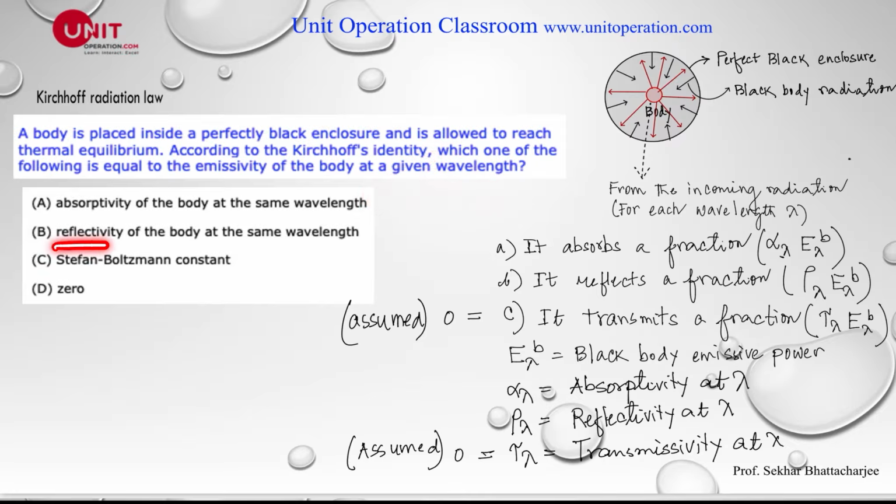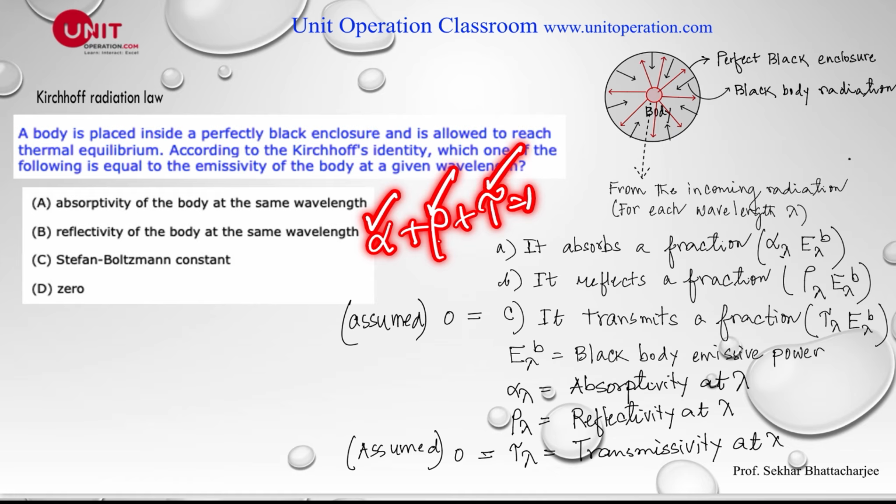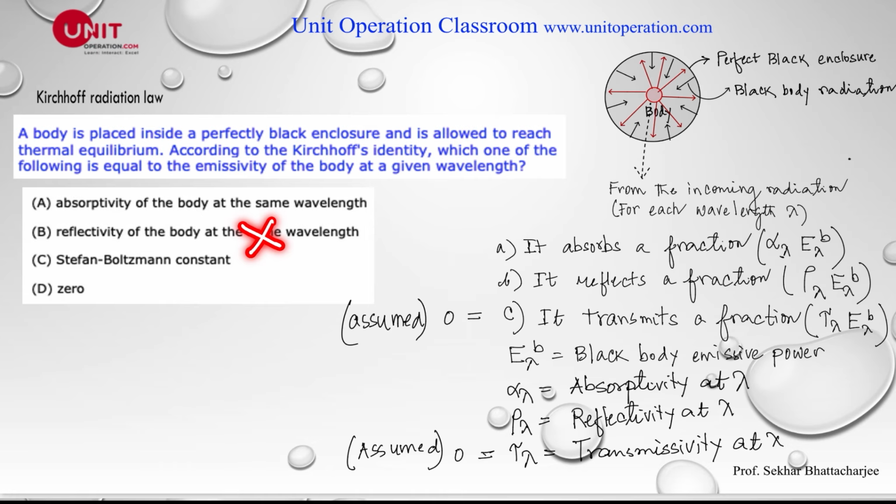Now, reflectivity, of course, this is not true. In fact, alpha plus rho plus tau is equal to 1. Here alpha is absorptivity, rho is reflectivity, and tau is transmissivity. Even if we assume tau to be equal to 0, alpha plus rho is equal to 1. It is not alpha equal to rho, so this option is not correct.